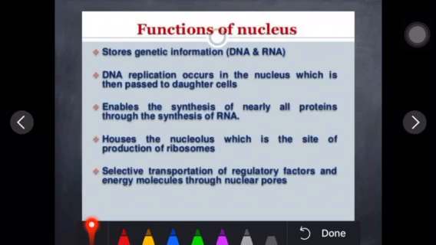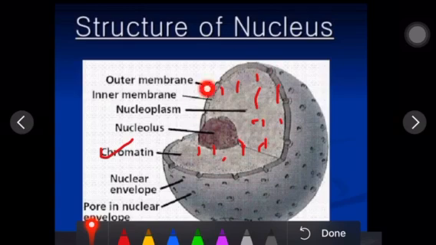Well, next we'll talk about functions. What functions are performed by the nucleus? One by one we'll see. It stores genetic information. See children, the cell is a structural and fundamental unit, right? In the cell we have the nucleus, and as I told you, thread-like structures are there. These thread-like structures are called chromatin.